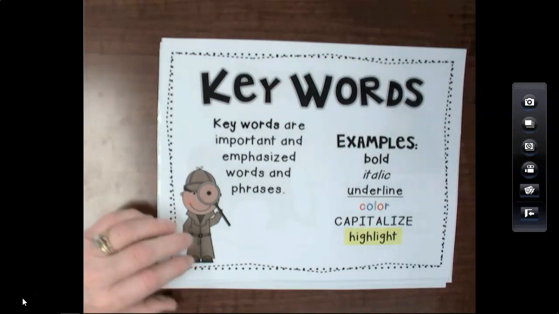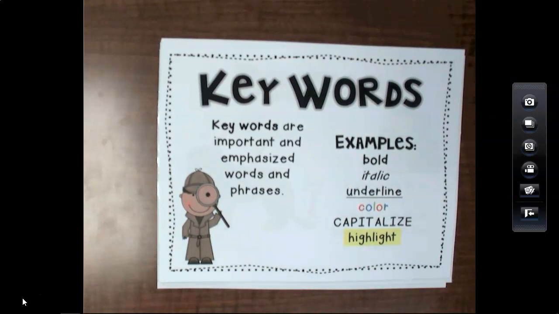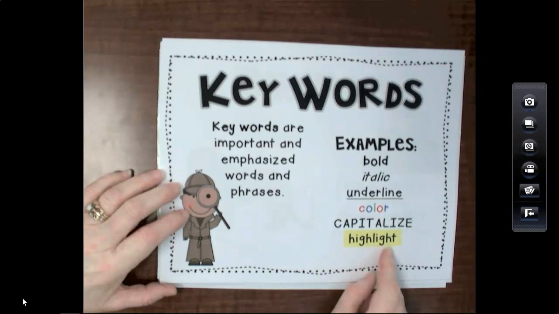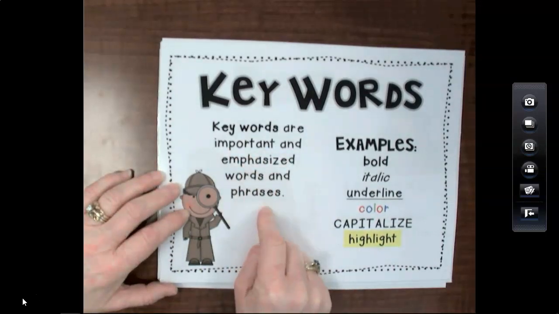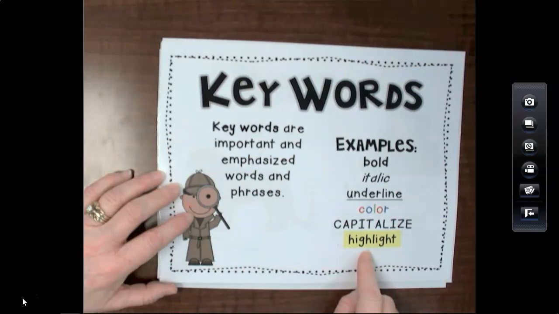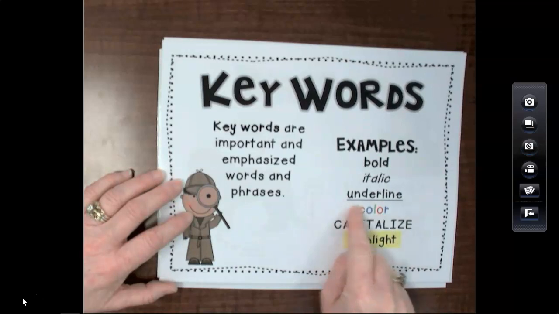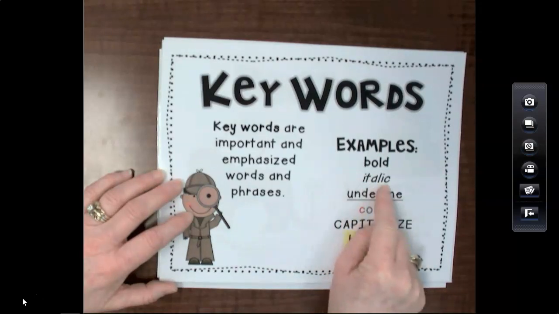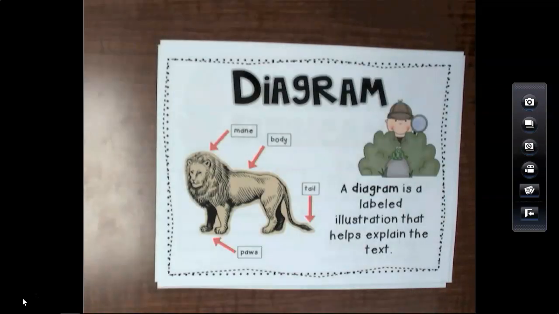Another graphic source could be keywords. Now you've seen in your social studies books, in your reading books, your vocab words, your keywords are highlighted, usually in yellow. Keywords are important and emphasized words and phrases. Now they could be highlighted in yellow, they could be capitalized, maybe they're in a variety of colors, they're underlined, they're in italic, or they're bold. Keywords are graphic sources.